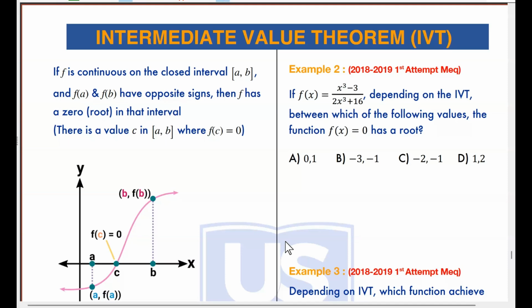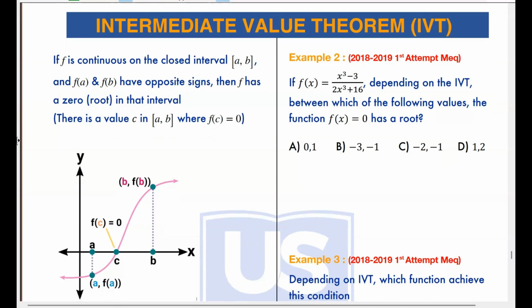Hello guys, this video is about the intermediate value theorem. So let's take a look at the figure. In a continuous function, if the function f is continuous over the interval a to b, and the signs of f of a and f of b are opposites, then there is a root between them.